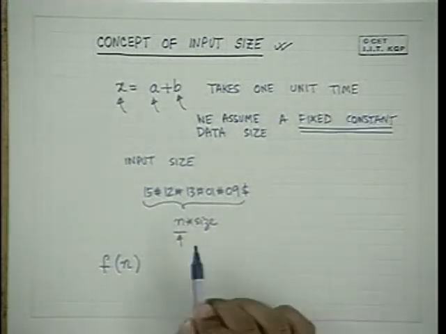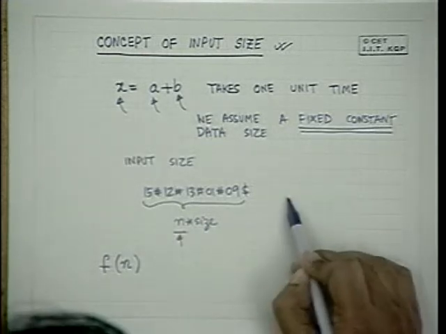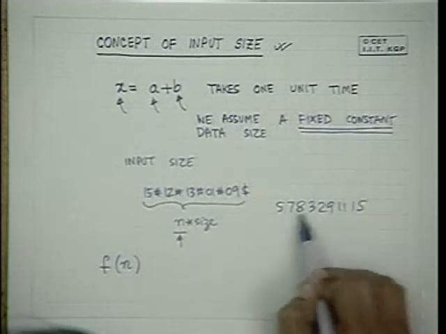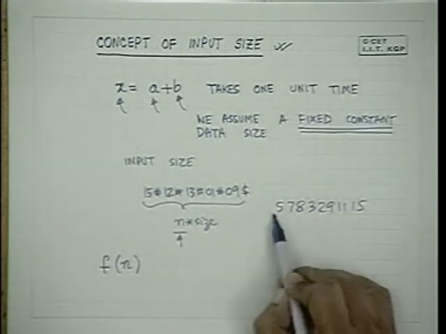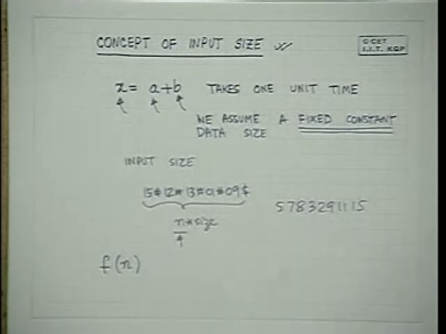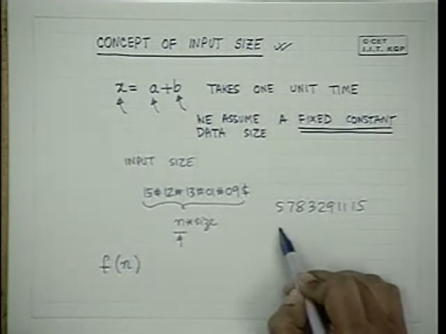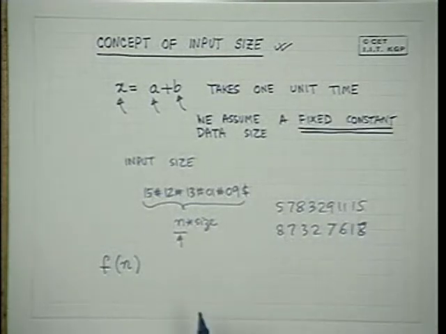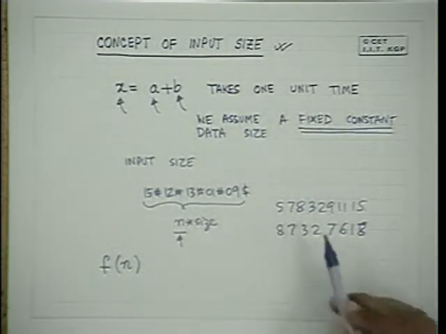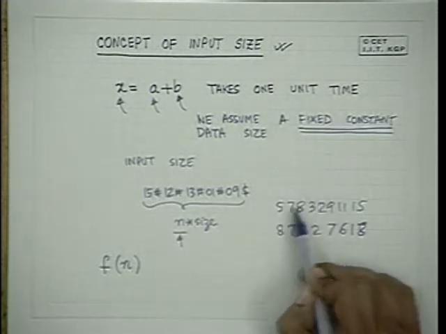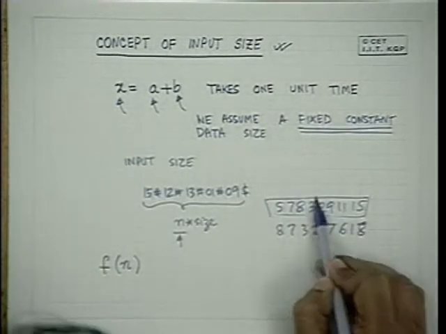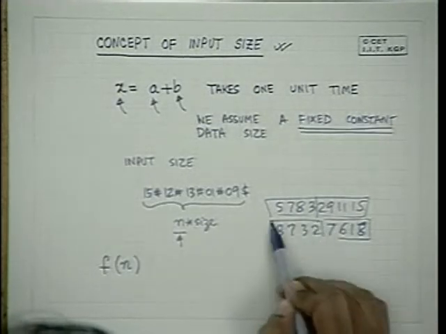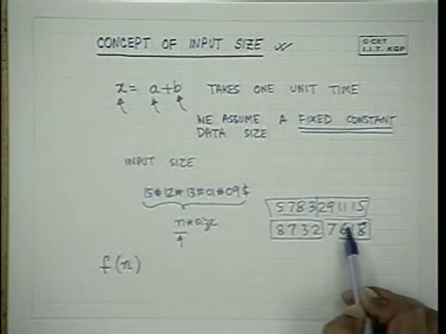And then you can write a program in which, for example, if I give you 5, 7, 8, 3, 2, 9, 11, 15, one number is like this. So it's 5, 8, 7, 3, 9, 2, 1, 1, 1, 5. And I ask you to add it with 8, 7, 3, 2, 7, 6, 1, 8. Then what will we do? We will have a fixed size. We will break up this number into so many numbers of that size, and then we will do our addition.